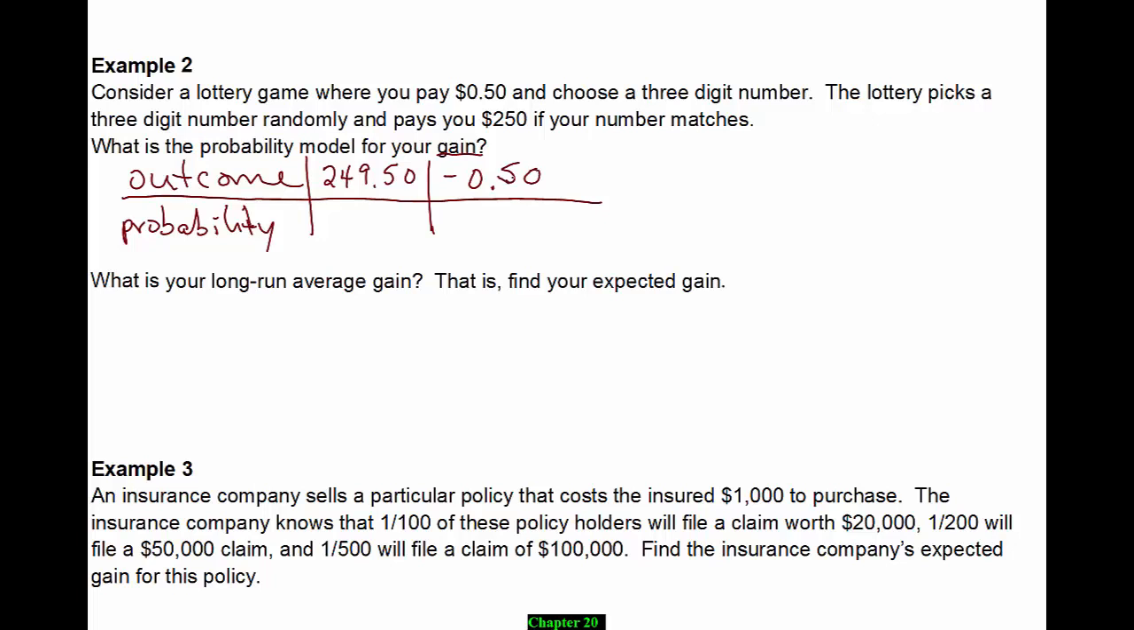Now, what's the probability that you win? Well, picking a 3-digit number randomly, how many 3-digit combinations are there? There's 001 all the way up through 999, which is 999 possible combinations, but don't forget about 000. That makes 1,000 possible 3-digit combinations. So the probability of a 3-digit number being randomly picked is 1 out of 1,000.